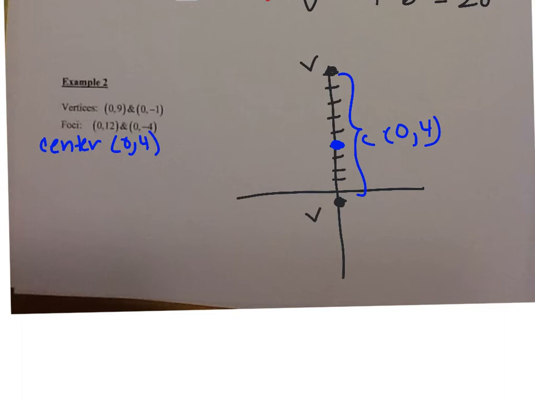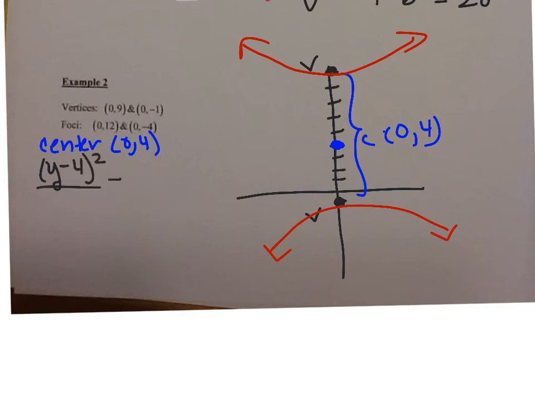All right, so now I have to figure out how this opens. This is going to open this way. Right, it's crossing the y-axis, so that means my y has to come first. And my a goes underneath my y. So it's going to be y minus 4 squared over something minus x minus 0. It's just going to be x squared over something equals 1.